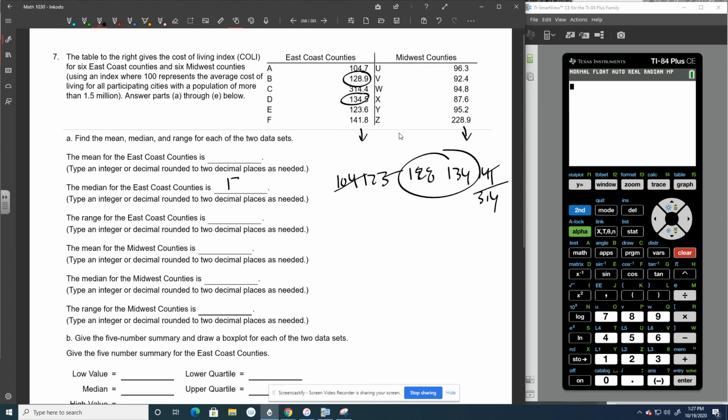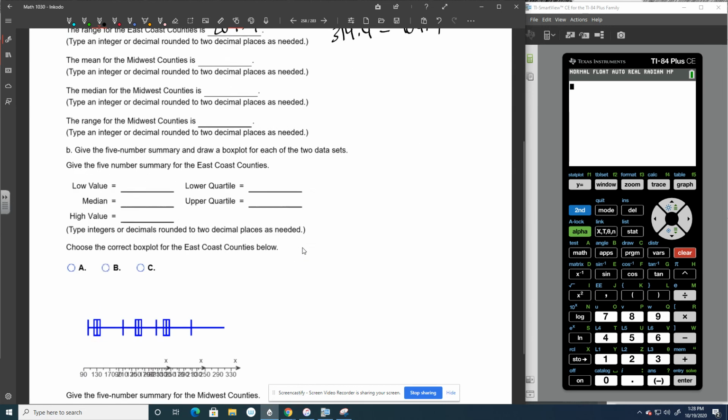which is going to be like 131.7. Okay. The range, you take the biggest value, your 314, and you subtract the smallest value, the 104, and that gives you like 209.7. So you would do 314 minus 104.7, and that gives you the 209.7. All right. And then you would do the same thing with the Midwest. I'm just not going to take time in the video to go through the logistics of doing that. You can type those in and find those values.